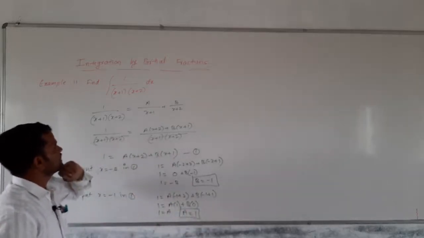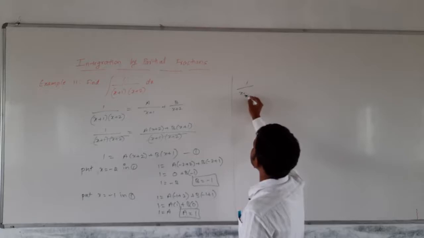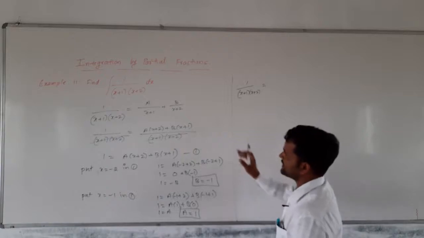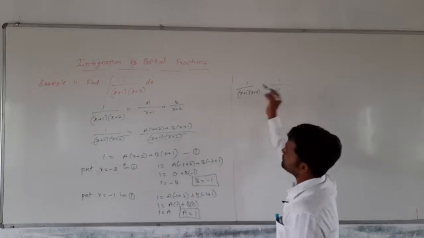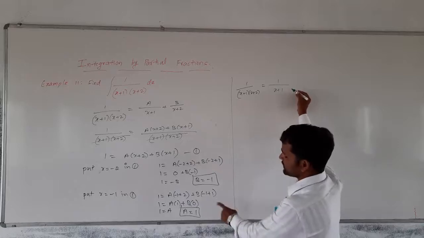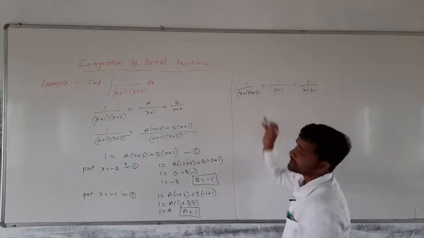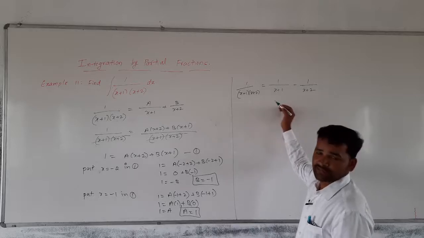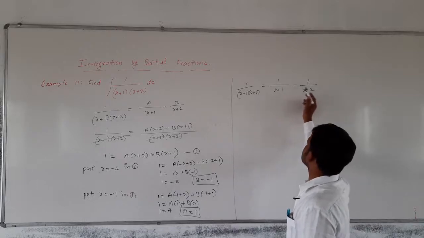Now coming to the 1 by x plus 1 into x plus 2. What happens to this? This is simplified as 1 by x plus 1, I am putting the value of a, that is 1, 1 by x plus 1, and the b value is minus 1, this is minus 1 by x plus 2. Here what we did, we have just simplified this complex part into sum or difference of two functions. Okay, 1 by x plus 1 minus 1 by x plus 2.